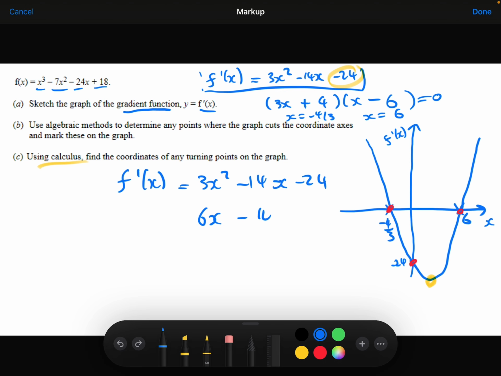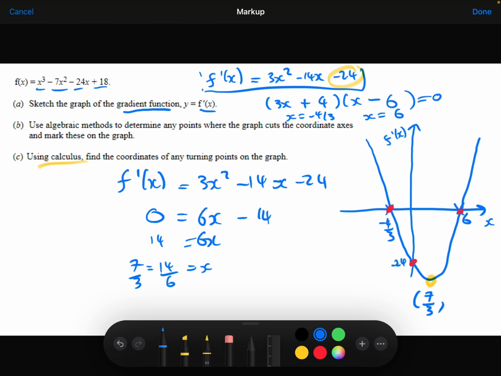Differentiating the 3x squared will be 6x. Differentiating the minus 14x will be minus 14. The minus 24 will differentiate to be 0. That's going to equal 0. So x is 14 over 6, or 7 over 3 in slightly simpler form. So that's the x coordinate of that turning point.